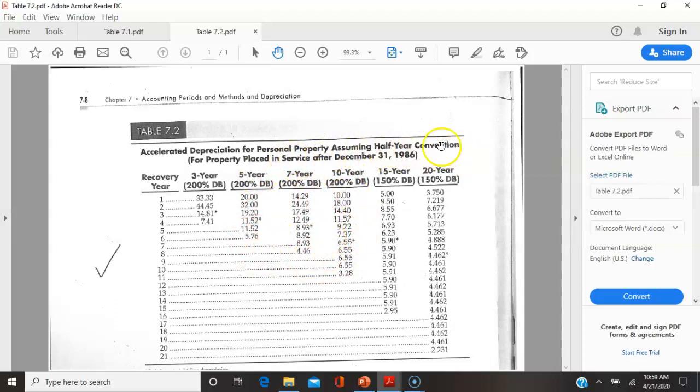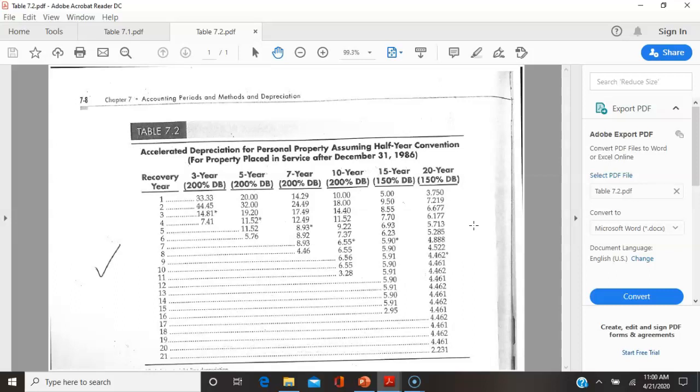It's assuming the half-year convention. Remember that means we're going to take a half a year off the first year, and then tack the other half a year on at the end. So we can see with this 5-year that the last little bit is on year 6. For the 7-year, we can see the last little bit is on year 8. So there's a little bit that's tacked on after the end of the 5 or 7 years. And this is for property placed in service after December 31st, 1986. Some of you probably weren't even born by 1986, but we've been using these same tables all the way since 1987.